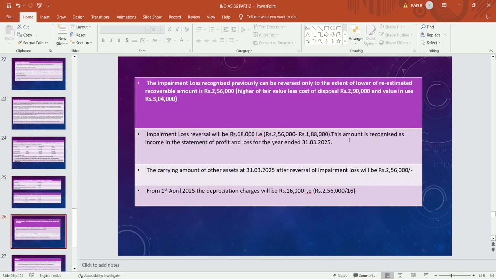So the amount is recognized in the income statement for the year ended. The carrying amount of the other asset as on 31st March after reversal of impairment will be 2,56,000. From 1st April 2010, the depreciation charge will be 2,56,000 divided by 16, which becomes 16,000.